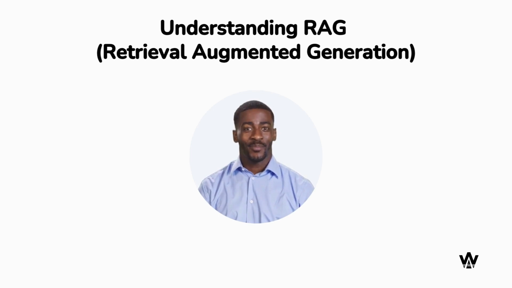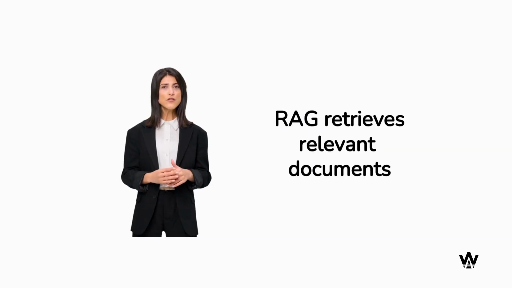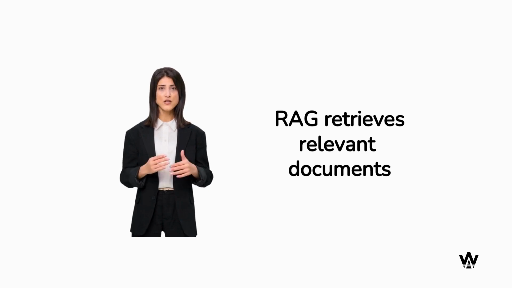Let's break it down. RAG stands for Retrieval-Augmented Generation, a solution pattern that combines large language models with external content to give smarter, more accurate responses. Instead of just answering based on pre-trained data, RAG retrieves relevant documents, then uses them to generate answers. It's like a search engine that doesn't just give you links. It reads everything, digests it, and creates a full answer for you.